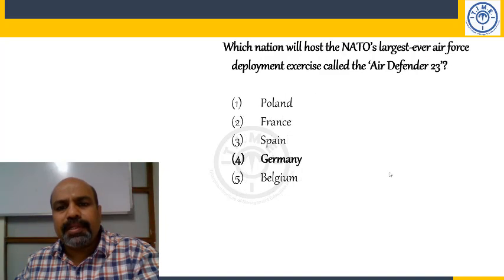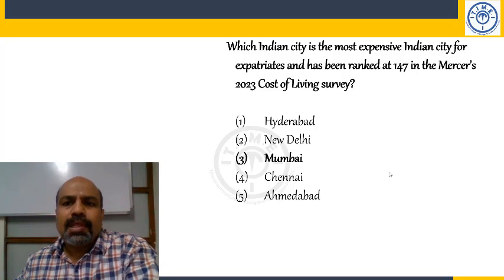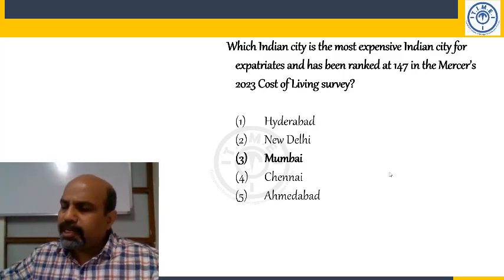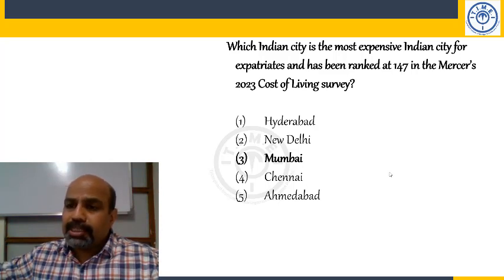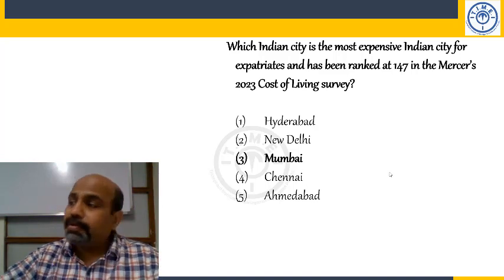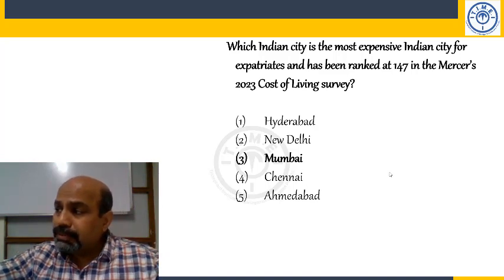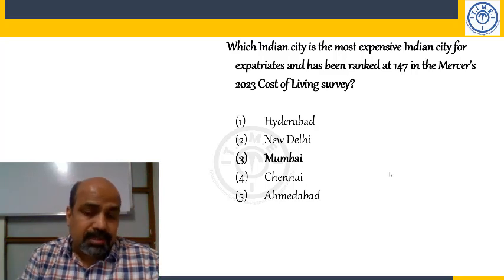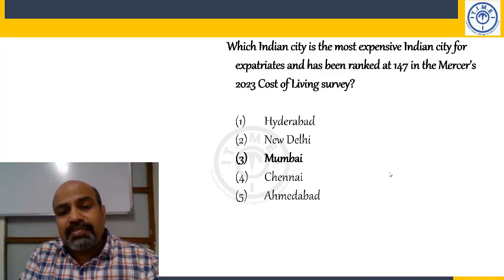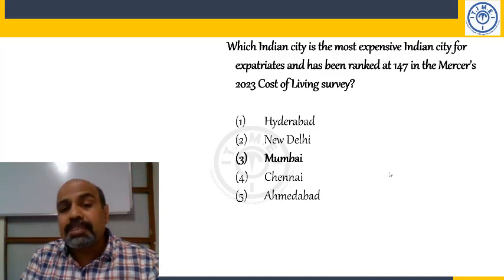By the way, we have written about each of these countries. Which Indian city is the most expensive for expatriates, foreigners working in India, ranked at 147 in Mercer's 2023 cost of living survey? India's most expensive city for foreigners working in India would be Mumbai, rank 147.